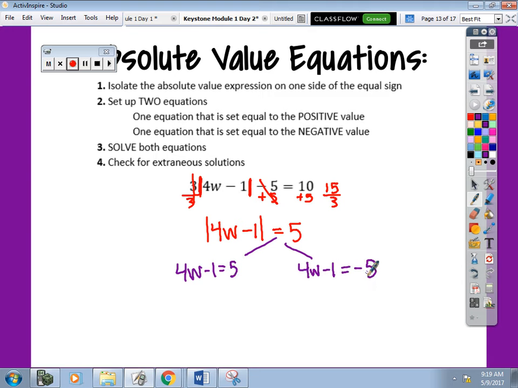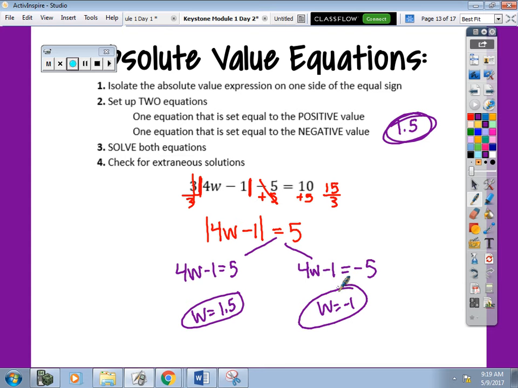They really like absolute value equations and inequalities on the Keystone also. So if this is something you're not super familiar with doing, you might want to go back and look over it again or do some more practice problems. This was in section 1.5 in your notes in case you want to go back and redo problems. And you solve each one separately. So adding 1 and dividing by 4, 6/4 is 3/2, which is 1.5. And adding 1, we'll get negative 4 divided by 4, negative 1. Two answers.